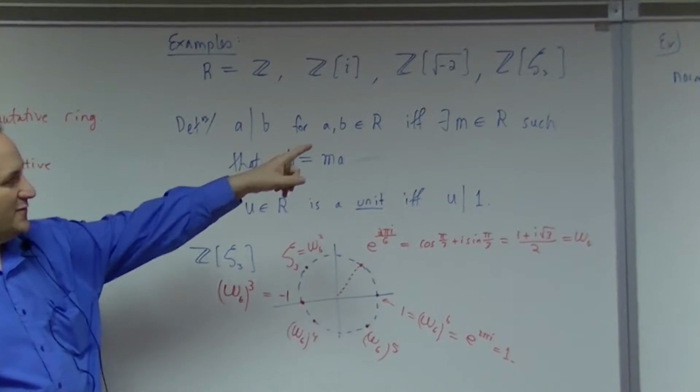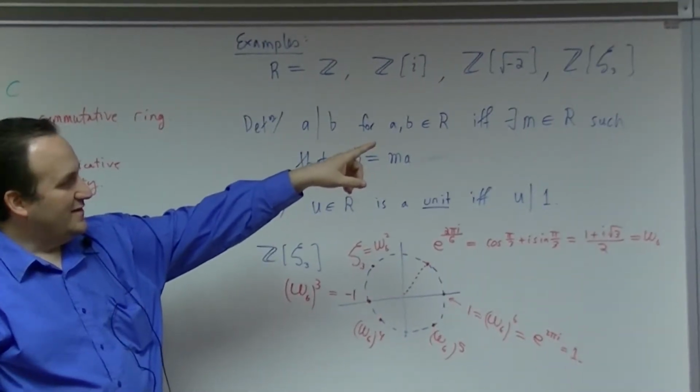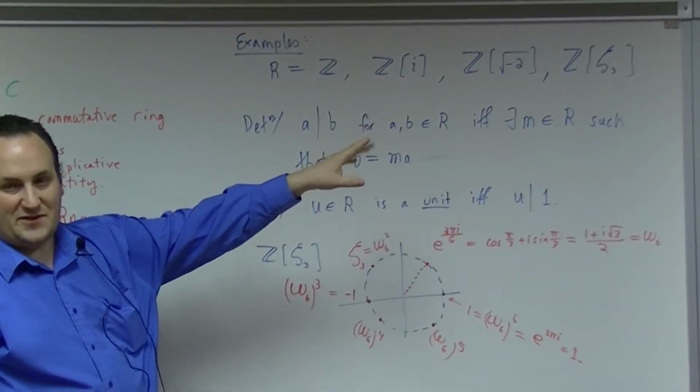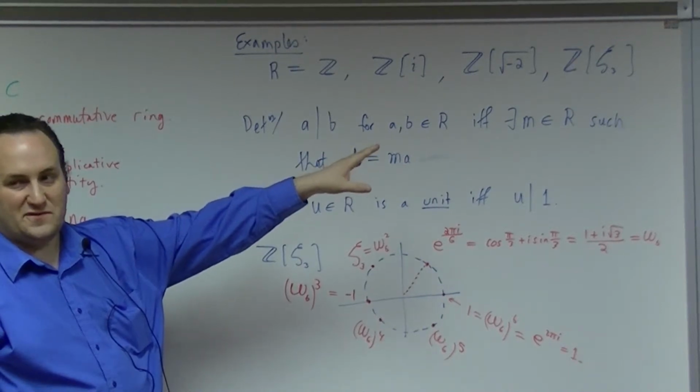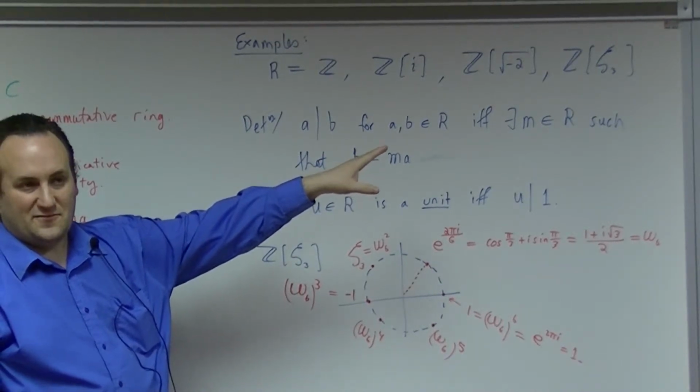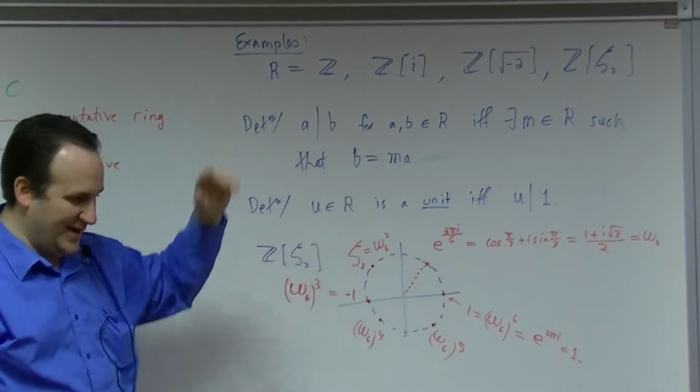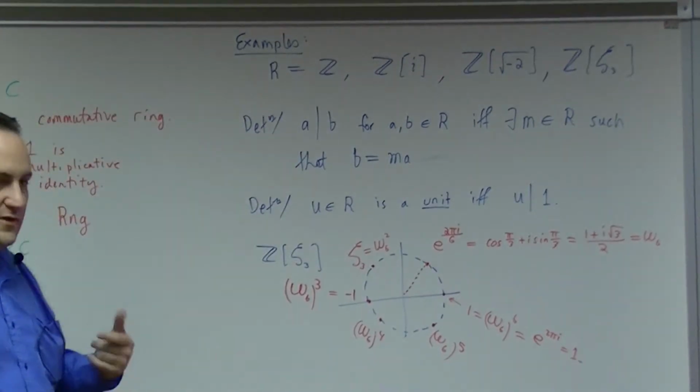On the other hand, for adjoining the square root of not a negative integer but a positive integer, the units are just solutions to Pell's equations. So that's that. Another fun fact, unique factorization, right?